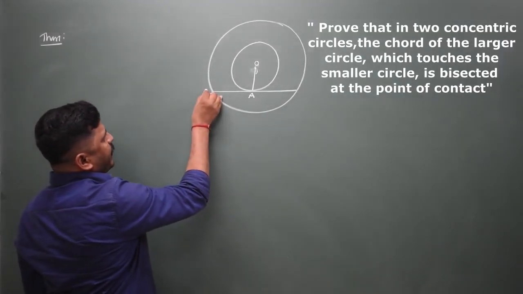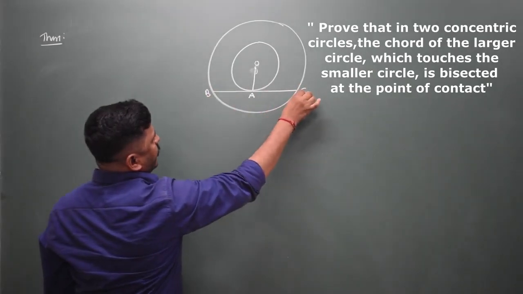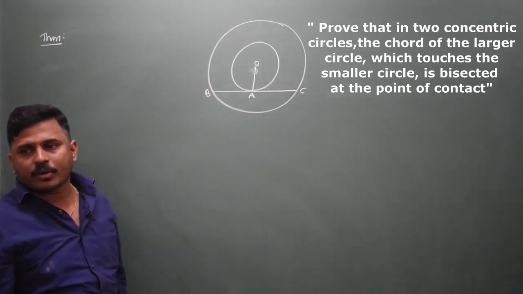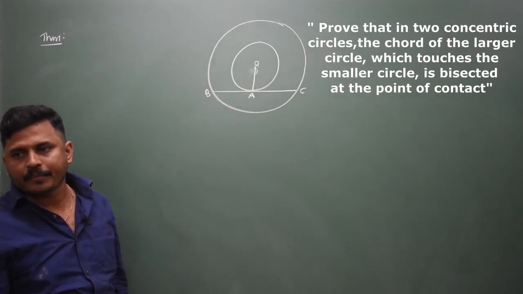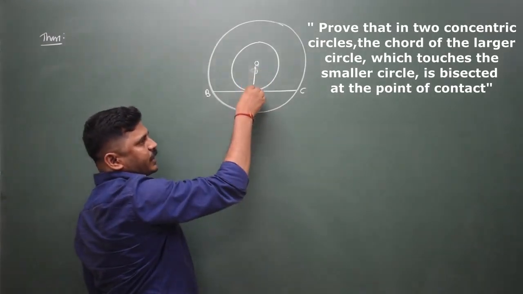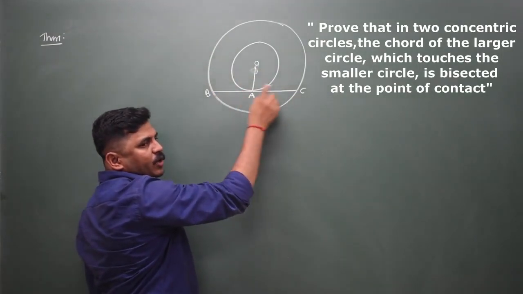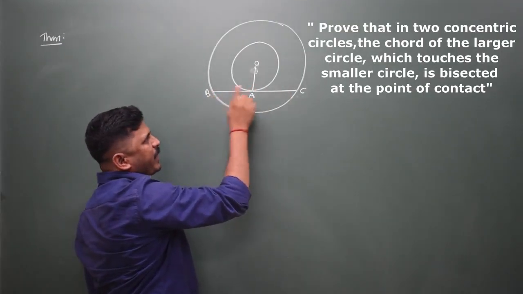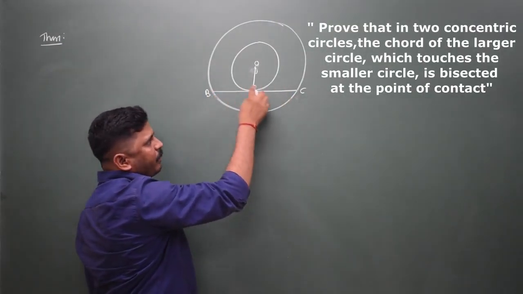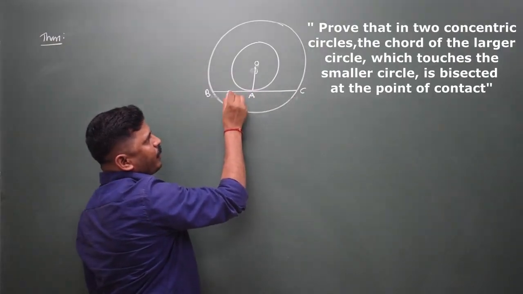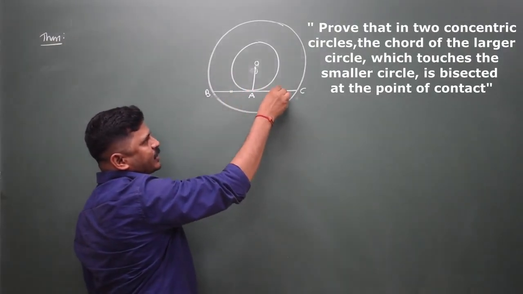So here if I take B and C, what do they ask you to prove? This radius bisects the chord, they have said. What do you mean by bisects the chord? Make it into two equal parts. That means this equal to this, they ask you to prove, right?